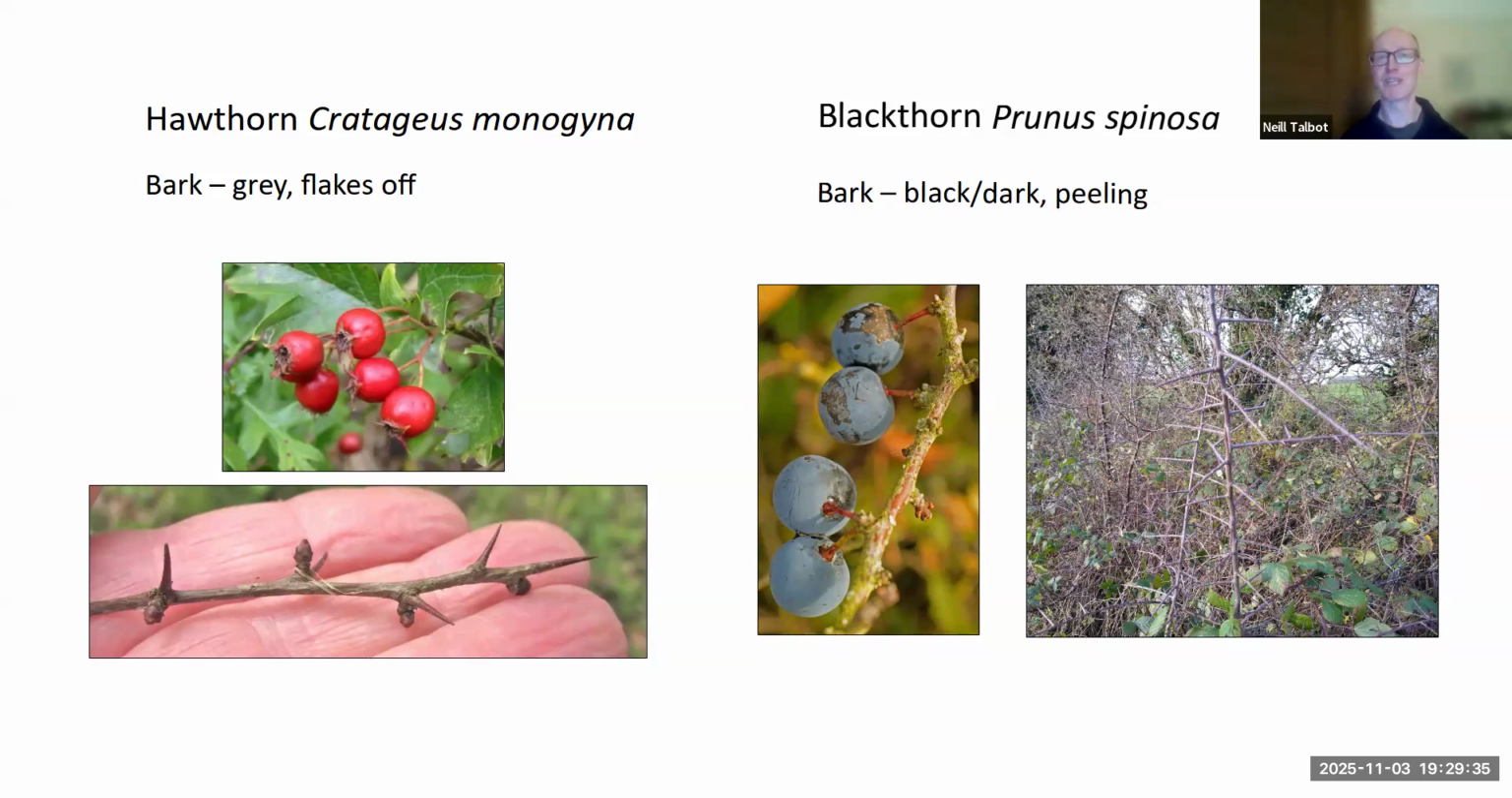Both of these are actually in the rose family, but hawthorn is a different genus. So that's Crataegus monogyna. So in the winter, one of the key things to look at if they've still got the fruit on is the fruit. So the hawthorn's got these quite small, hard red berries known as haws, and the blackthorn has got slightly larger berries called sloes.